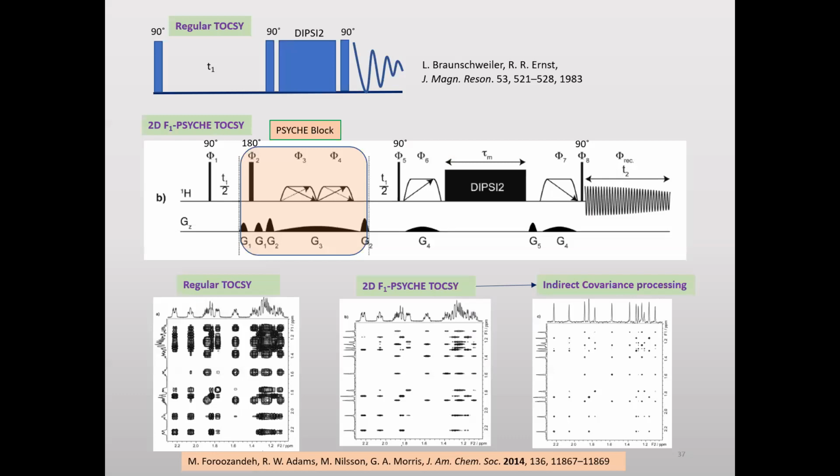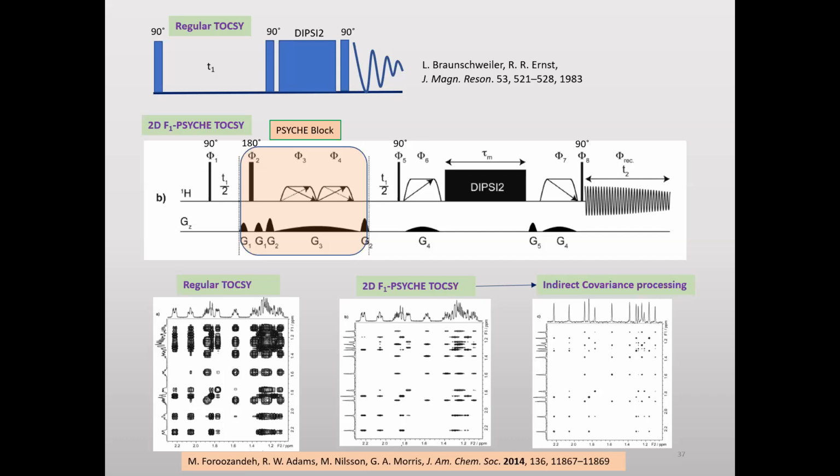Regular TOCSY spectra can suffer from significant spectral overlap. You can see at the bottom a regular TOCSY spectrum on the left side from a molecule like beta estradiol, and you can see that the signal overlap can be very significant. This problem becomes even more exaggerated when you go to metabolomic complex mixtures. So we evaluated the 2D F1 cytotoxic experiment for metabolomic complex mixtures.